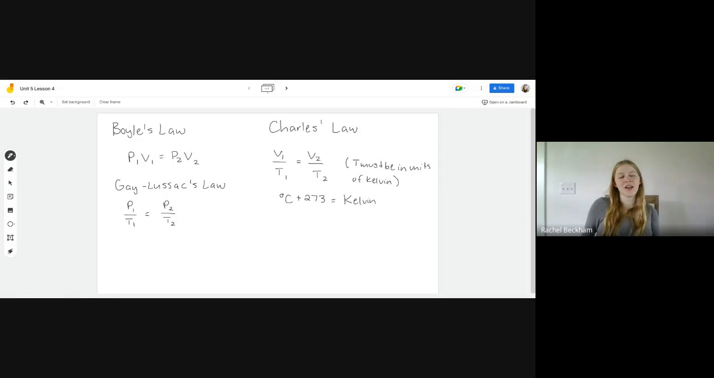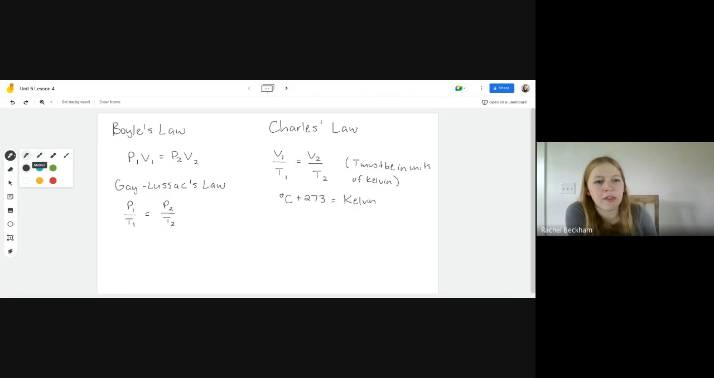Hey guys, so today I'm going to be going through Unit 5, Lesson 4 on gas laws. There are three main equations that you need to know. So grab a piece of paper, you're going to follow along and write this down with me. And these are the three equations you need to know for this: Boyle's law, Gay-Lussac's law, and Charles' law.